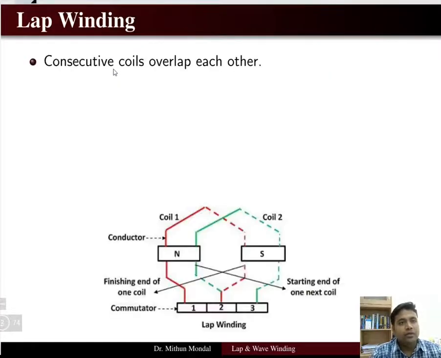Welcome to the next lecture in electrical machines. So in this lecture we will focus our discussion on lap and wave winding. So first let us see the lap winding.